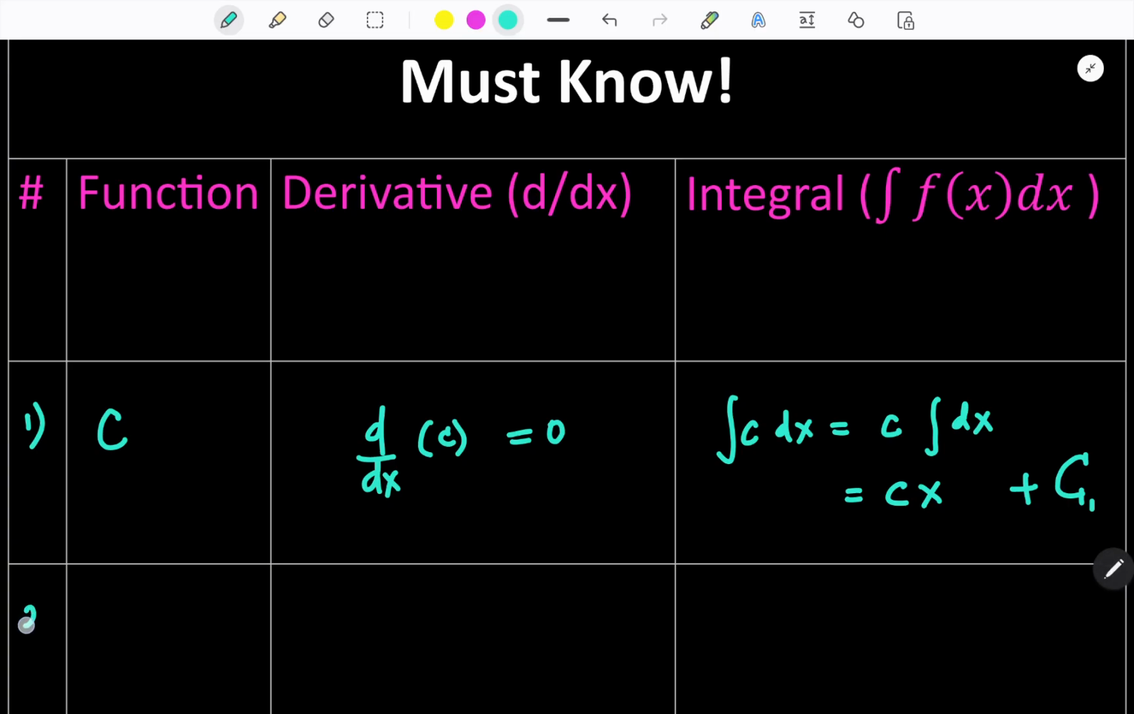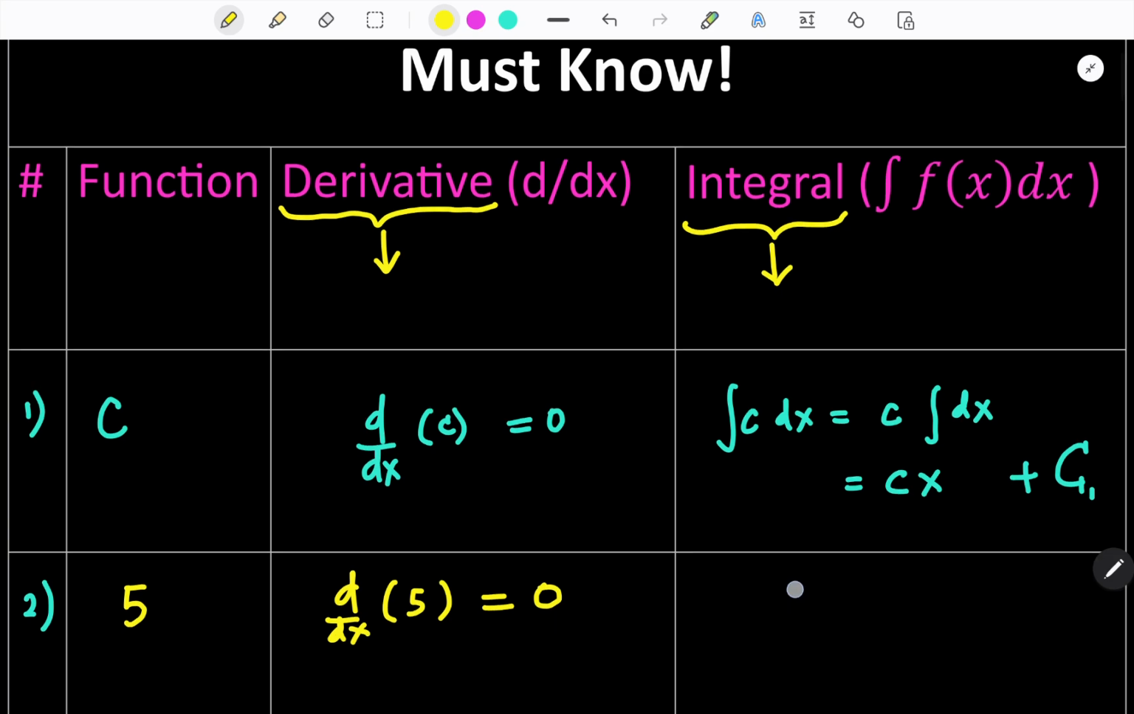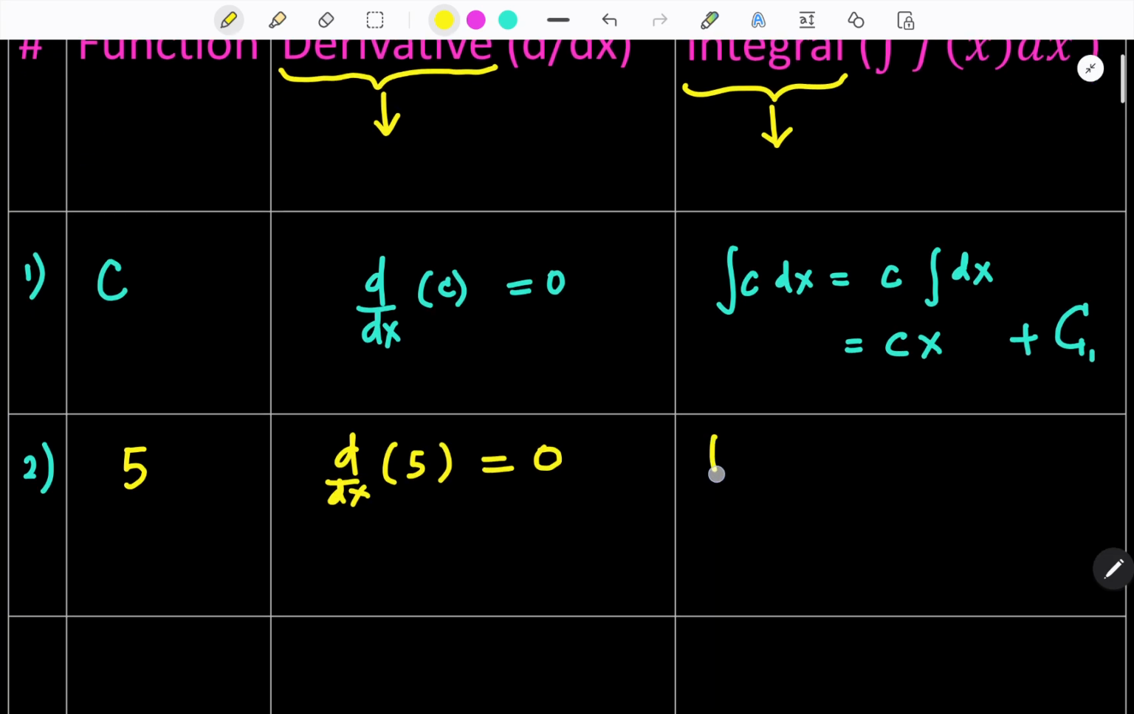Let me give an example now. Suppose I take the number 5. What is the derivative of number 5? According to this rule, it's 0. This is the derivative formula, and this is the integration formula, which you already studied in high school. The same idea: integral 5 dx. I'll take the 5 out, and then integral dx. The integral of dx is x plus integrating constant C.